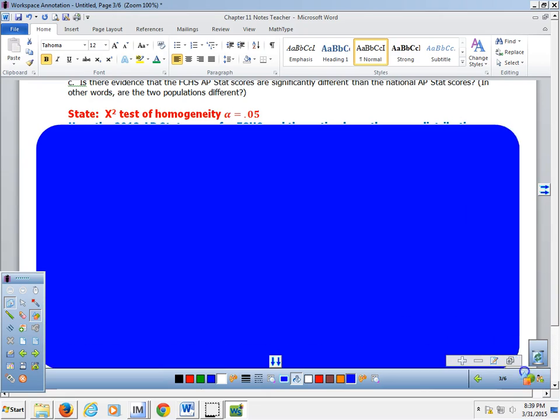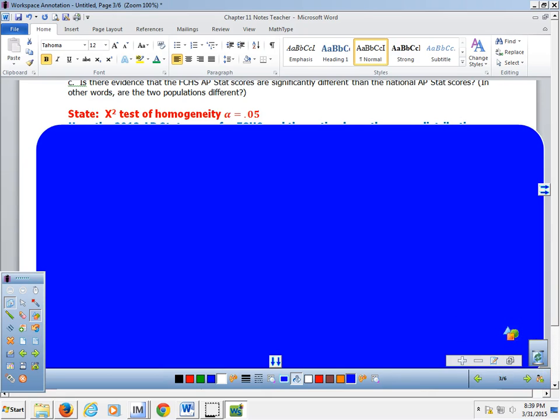So, our state, plan, do, conclude. We're always sort of following that format, although we don't necessarily have to write that out. But anyway, how do we determine if there is a significant difference or not? Well, we're going to perform what's called a chi-square test for homogeneity. And we need to pick a significance level. 5% seems to be pretty standard and seems to work pretty well for us here.